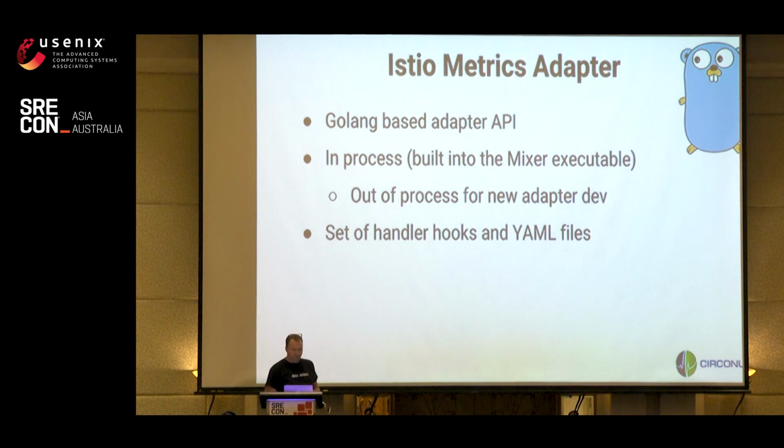The development team is currently looking at an option for out-of-process mixer adapters so that information would be exchanged using gRPC, but we'll be looking at the in-process implementation, as that's currently what's being used in production. So along with Go code, mixer developers also create a set of YAML files to tell the adapter what data to receive and what to do with it.